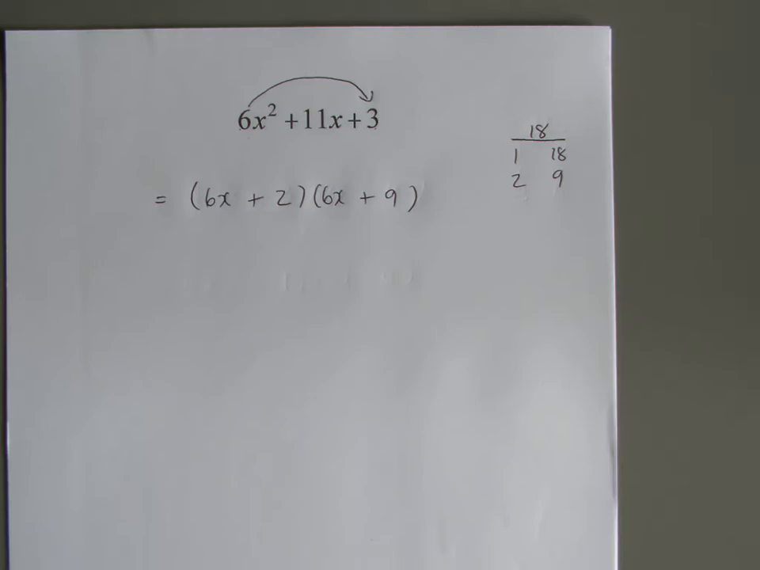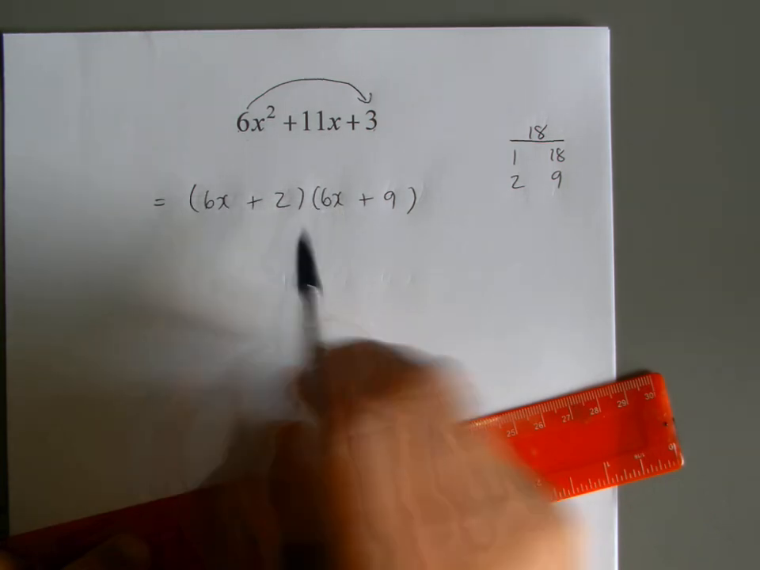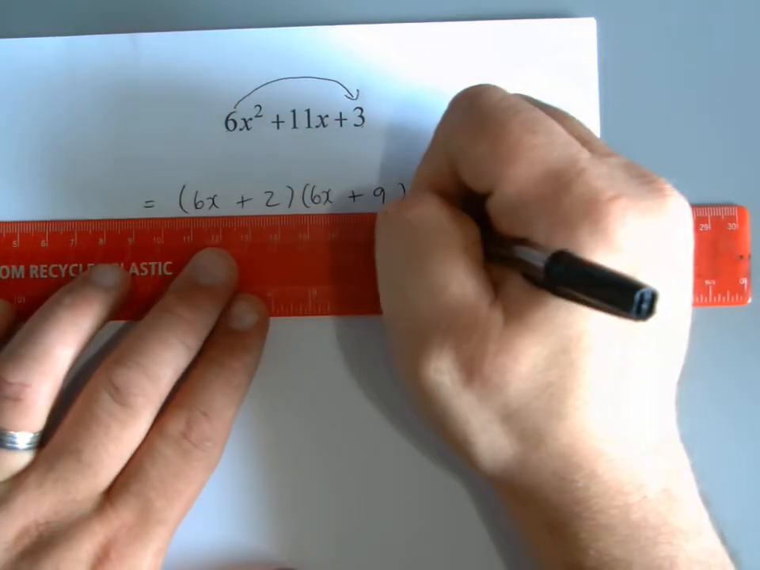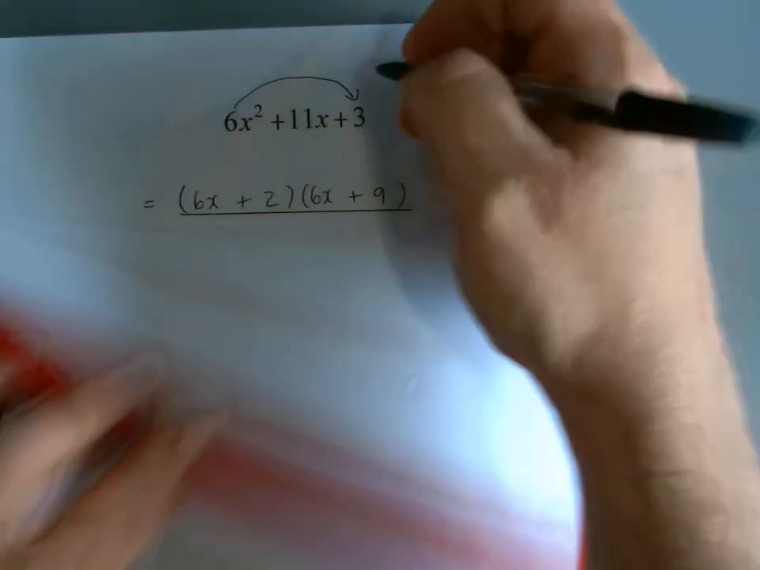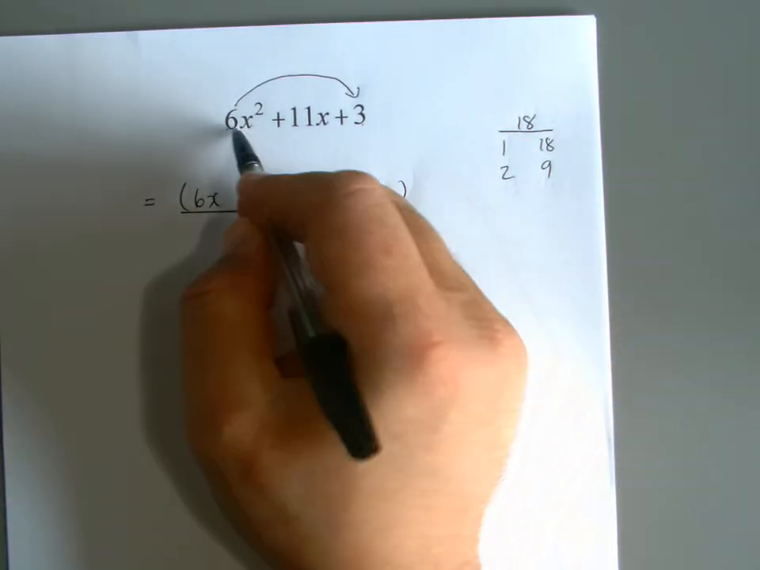But remember then, if I leave it like this, it's wrong, because when you multiply the firsts there, you get 36x², and that's not what's in there. So we'll divide then by 6. Divide by that number there.